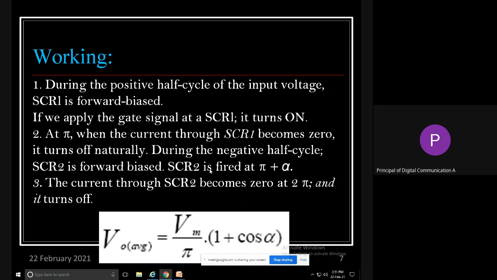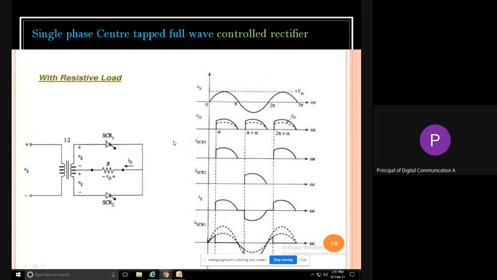Now you will ask, where does the word controlled come from? It is the working of this alpha angle. If you see here, this angle is approximately 45 degrees. You can increase this angle up to 90 degrees, up to 180 degrees, or reduce it to 0 degrees. So 0 degrees means what? It will fire from the starting point only.